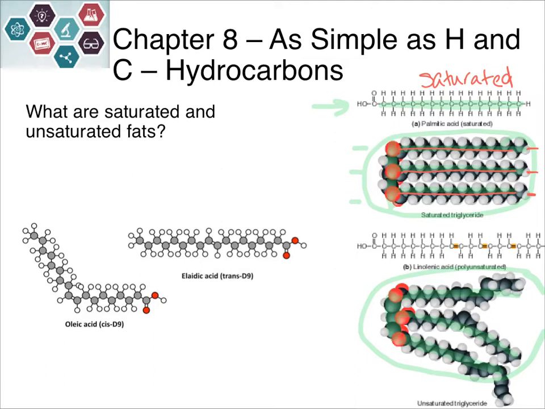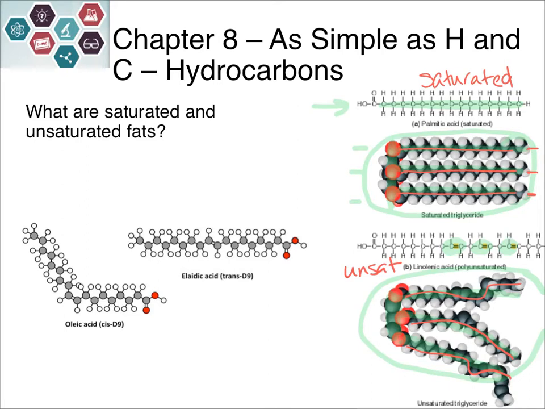We do have some double bonds in there. So that means this one is unsaturated. And notice now how there is some kinks in the structure depending on where those double bonds are. So they don't stack as well, so that makes the melting point lower.